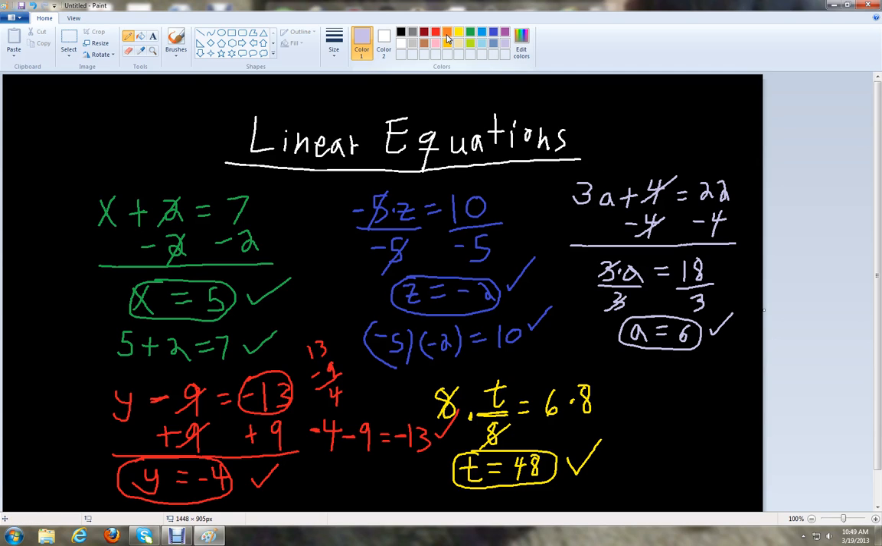Okay, so we'll do one last problem here. Let's say we have negative 7n minus 35 equals 42. So we need to get the negative 7n by itself. And we see we have subtraction with minus 35. So we have to do the opposite operation and add 35 to both sides.